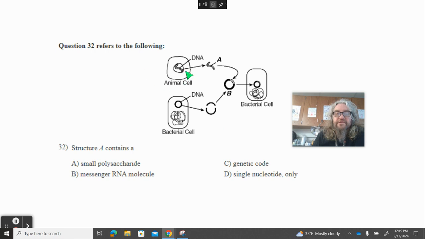Question 32 refers to the following. Structure A contains a small polysaccharide, B, messenger RNA molecule, C, genetic code, or D, single nucleotide only?